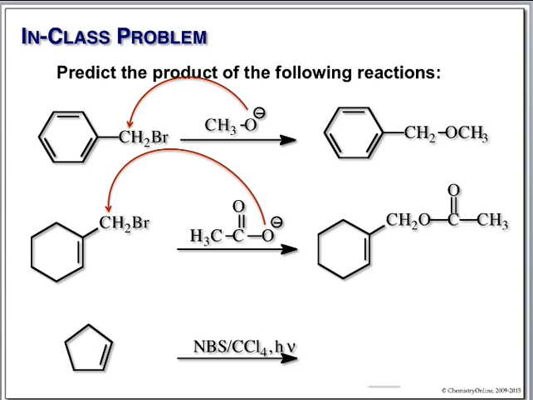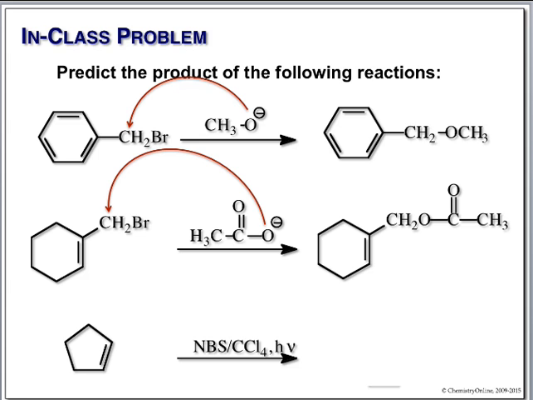Here we have N-bromosuccinimide dissolved in carbon tet. If we take N-bromosuccinimide and we shine a light on it, what happens is the nitrogen-bromine bond breaks. It breaks homolytically, and that forms bromine radicals. So this is going to be a radical substitution.